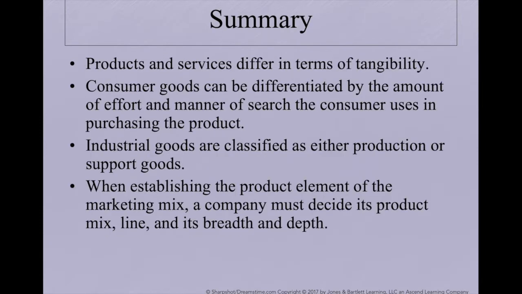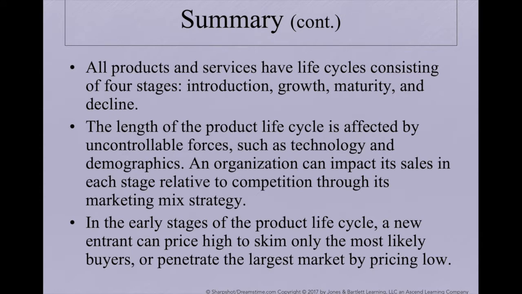Products and services differ in terms of tangibility. Consumer goods can be differentiated by the amount of effort and manner of search the consumer uses in purchasing the product. Industrial goods are classified as either production or support goods. When establishing the product element of the marketing mix, a company must decide its product mix, line, breadth and depth. All products and services have life cycles consisting of 4 stages: introduction, growth, maturity, and decline.